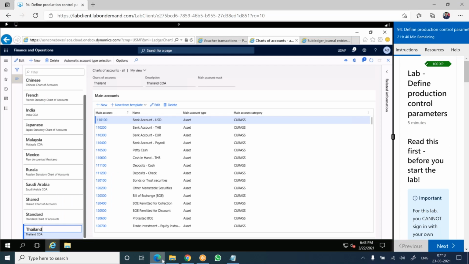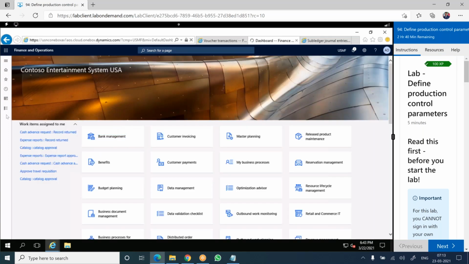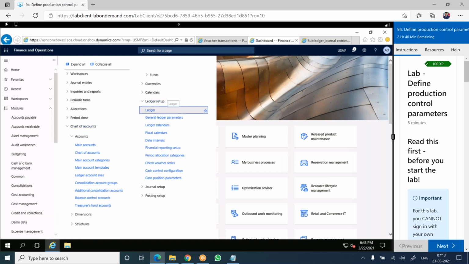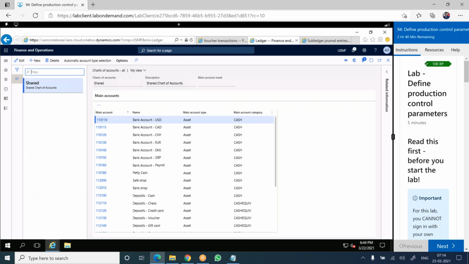Different chart of accounts. Now for this company, which chart of accounts are using? Means in the ledger setup, ledger, here the chart of accounts are shared chart of accounts. This is the chart of accounts using by this company. ESMF company is using shared chart of accounts.